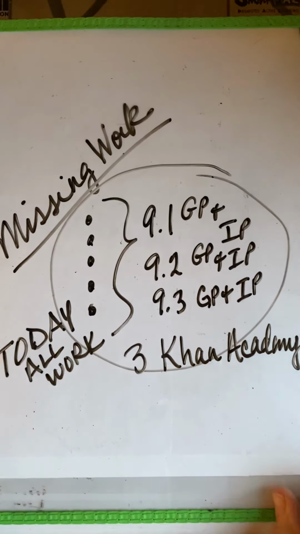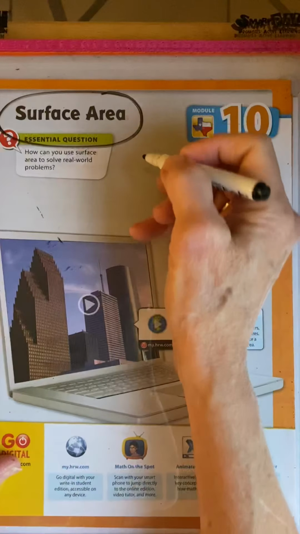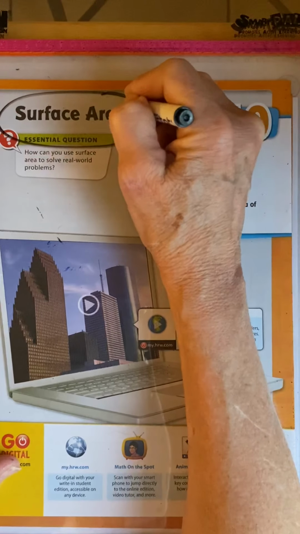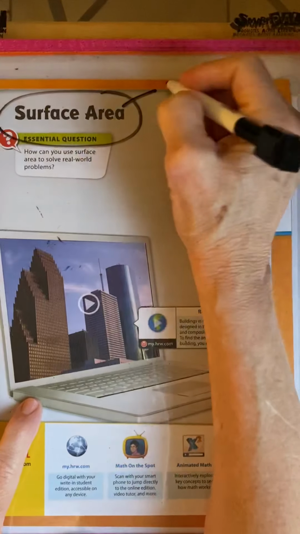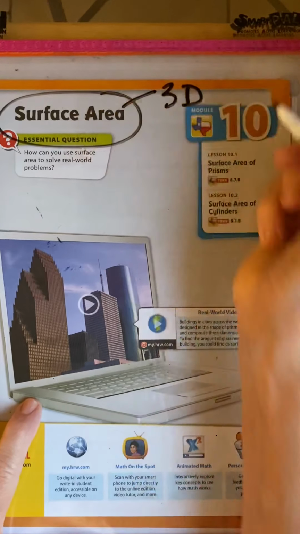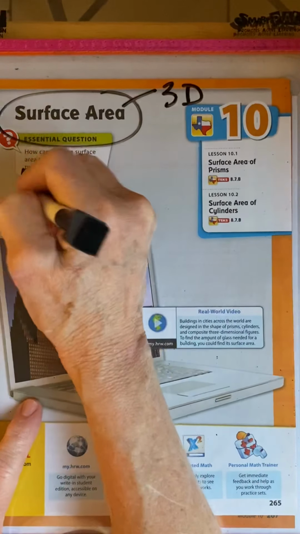So today we're starting a fourth week of the last 6 weeks of the 8th grade year. And we're just going to jump into surface area. We know that area is a squared unit, and this surface area is for a 3-dimensional figure, like a prism.